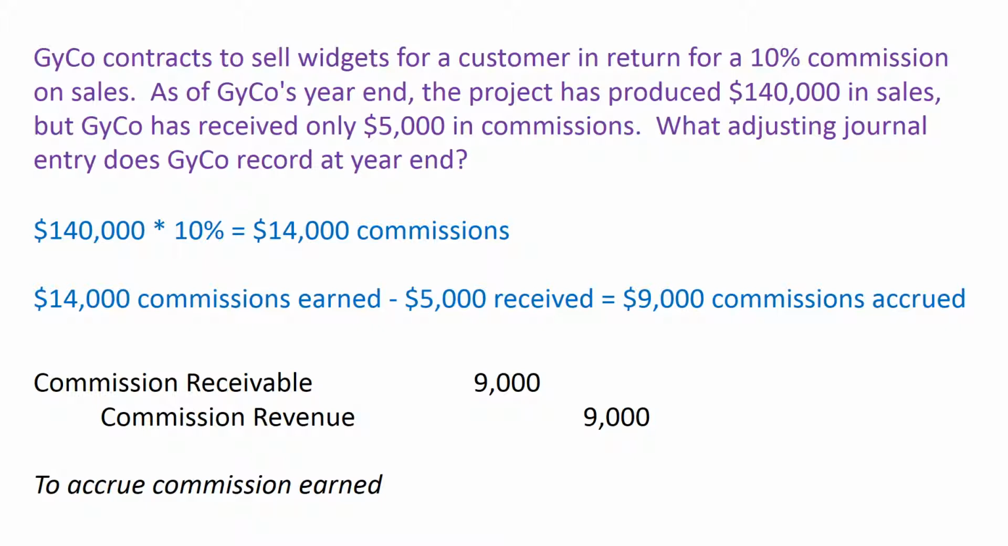Then compute commissions accrued, earned but not received, by deducting the payment received from the total earned. $14,000 commissions earned minus $5,000 received equals $9,000 commissions accrued. To record the adjusting journal entry at year end, debit commission receivable $9,000, credit commission revenue for $9,000 to accrue commission earned.